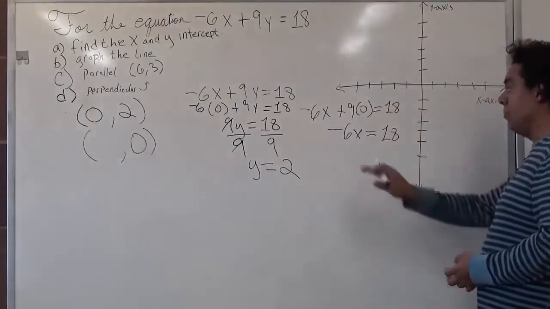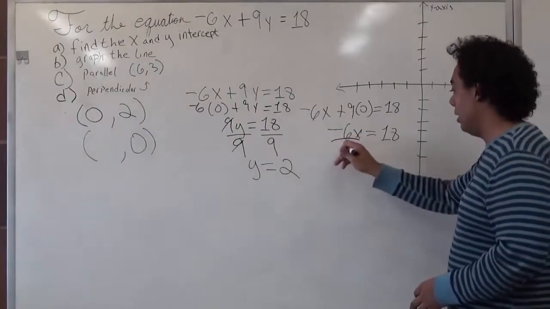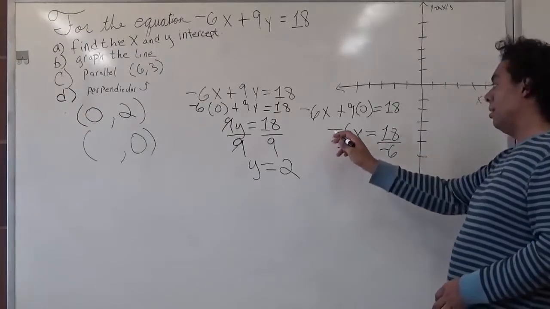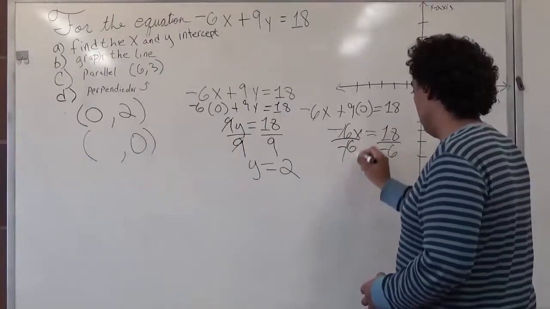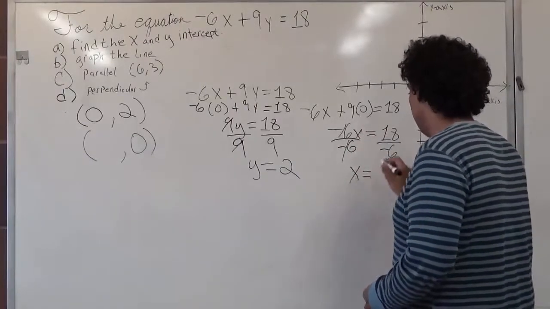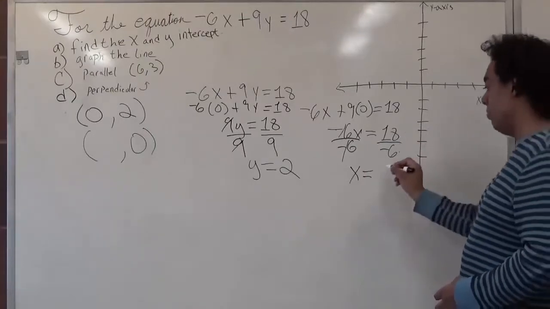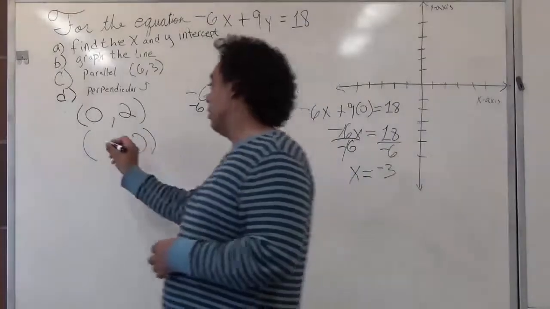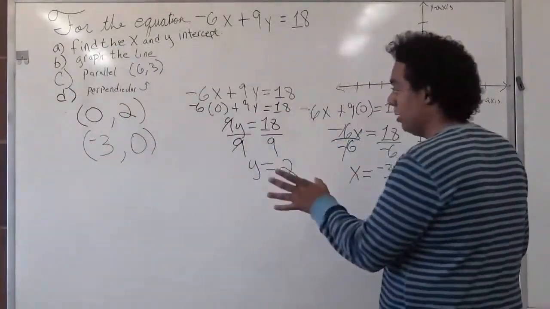We're left with an x, and we just need to solve. So divide by negative 6, divide by negative 6. Negative 6 divided by negative 6 is equal to 1, so 1 times x is x. And 18 divided by negative 6 is going to give us negative 3. So our x-intercept is (negative 3, 0). So we have 2 points.